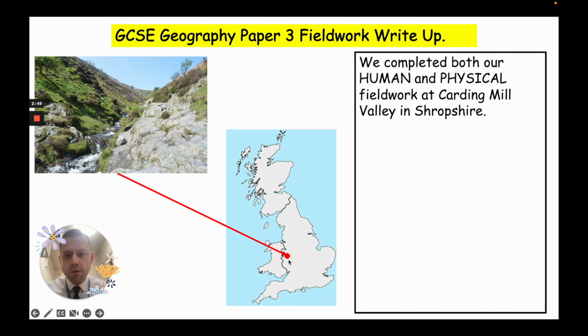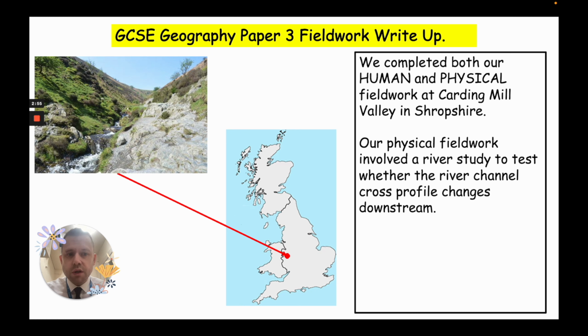Now, our physical fieldwork involved a river study to test whether the river channel cross-profile changes downstream. A cross-profile is a slice. So, for example, you could do a slice for a river here where my cursor is, and you were looking at the width and the depth of the river channel.